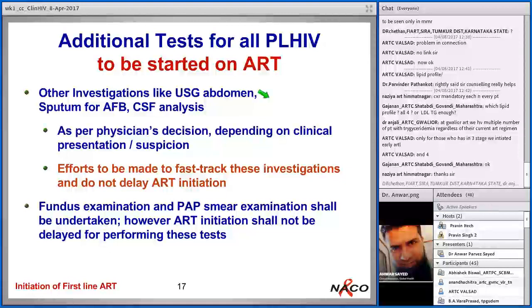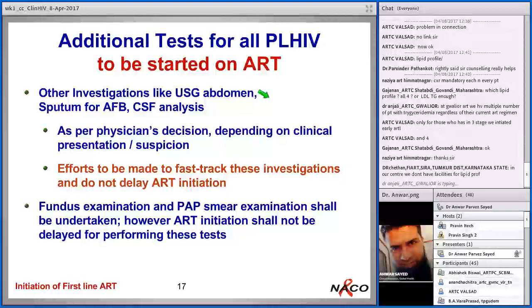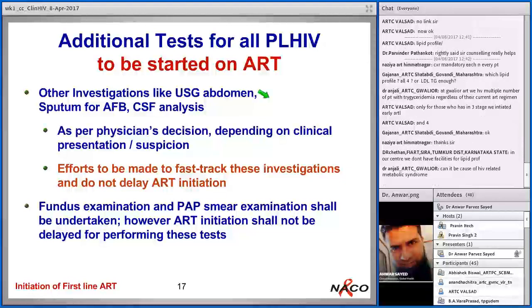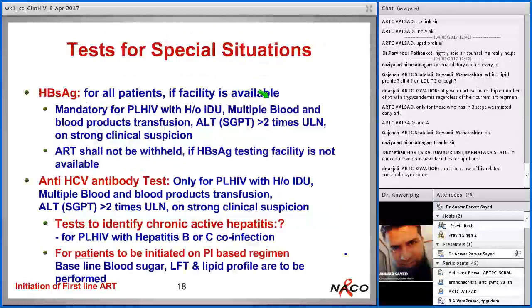Lipid profile, if possible, all need to be done, but if it is not possible, then at least triglycerides and LDL can be seen. Chest X-ray is mandatory in each and every patient. Yes, chest X-ray is mandatory. That has to be done. Multiple patients have triglyceridemia regardless of their current ART regimen.